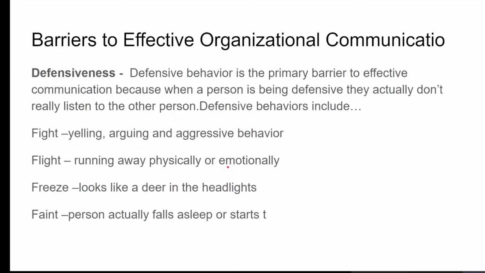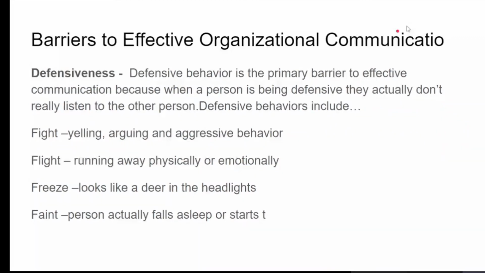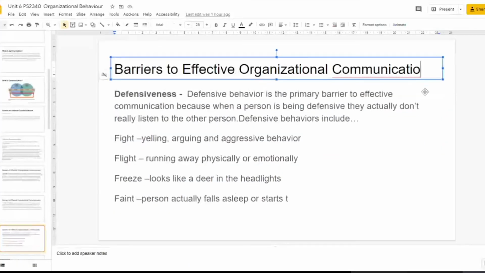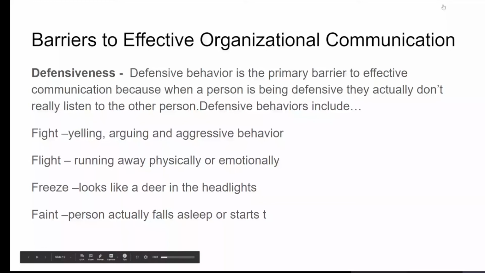One of the big barriers to communication that we often see is this problem of defensiveness. And this is the proverbial getting your back up against the wall. Defensiveness is a primary barrier to effective communication because when a person is being defensive, they actually don't really listen to the other person. Okay, so again, defensiveness is mainly from the perspective of the receiver.